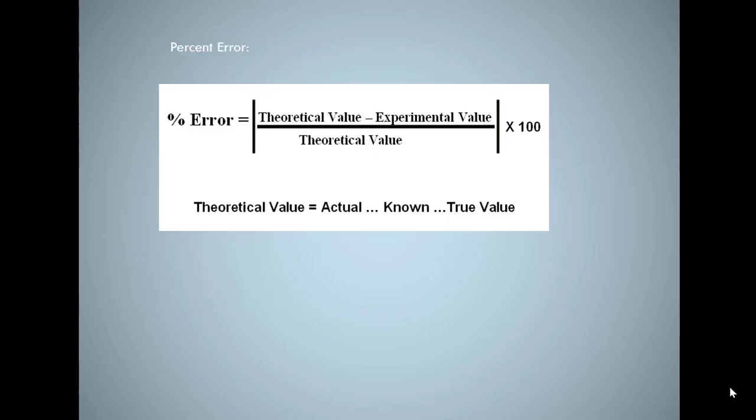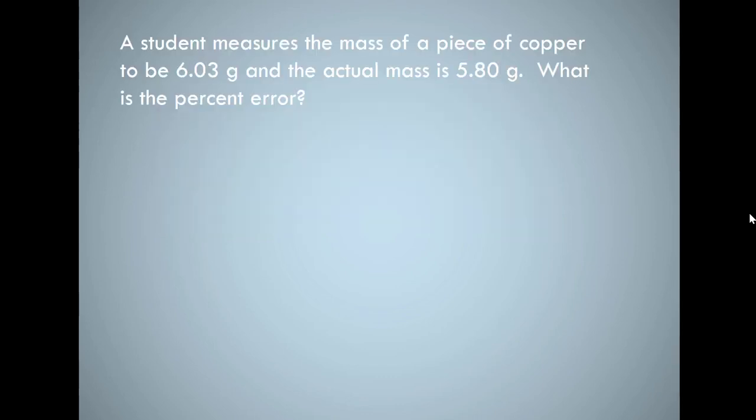You also need to know how to calculate percent error. Percent error is this equation that's shown right here. So percent error is equal to the absolute value of the theoretical minus the experimental divided by the theoretical, and you multiply that by 100 to get a percent. And what I mean by theoretical, that's that true value that we've been talking about, or the known value, or the actual value, some sort of value that you're told it should be, or you looked up in a book. So let's go ahead and do a problem where we figure out the percent error.